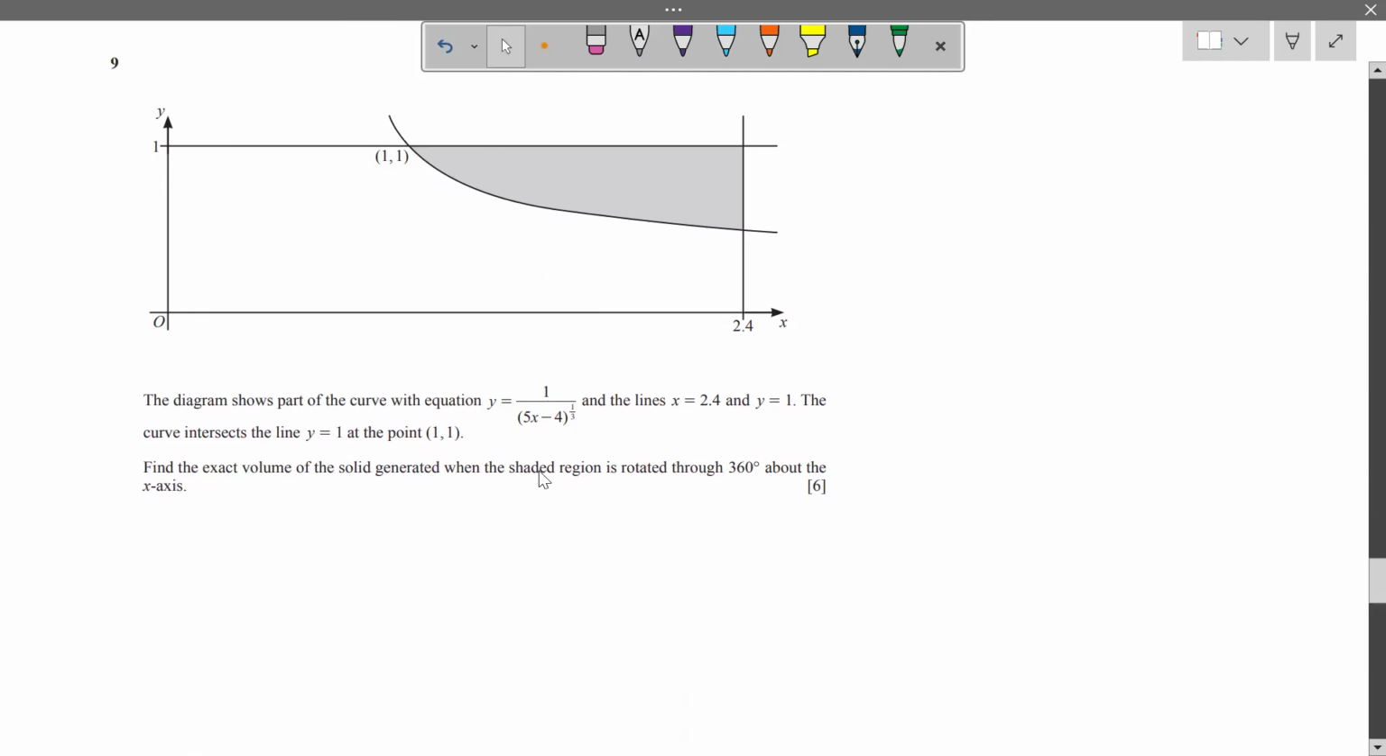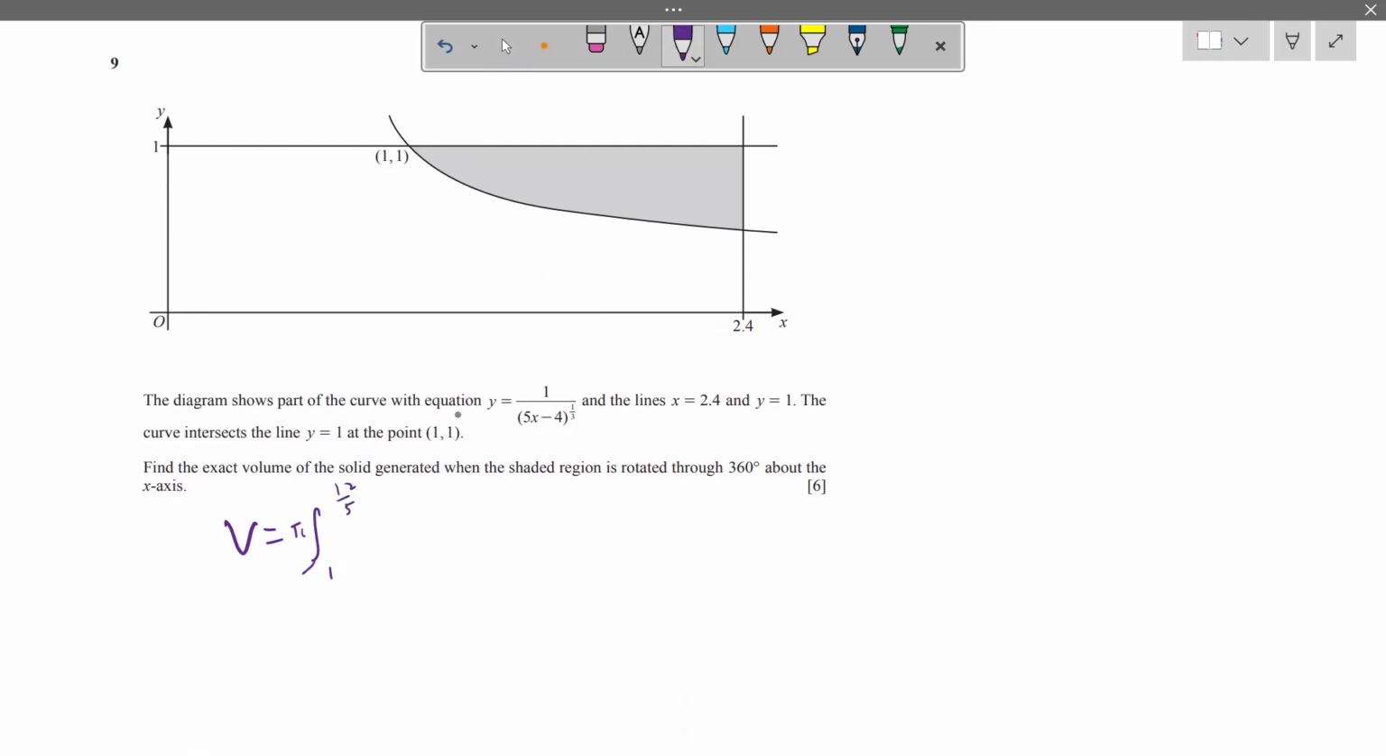So here you will have to use the formula for the volume of a solid of revolution. So the volume here is pi times the integral from 2.4 to 1. I'm going to use 12 over 5 here just to make it easier.